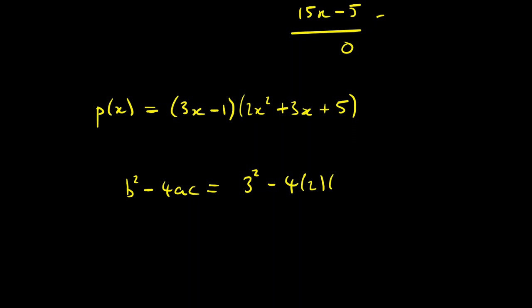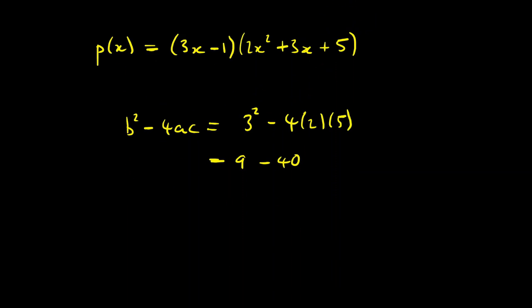And our c is 5. So if I was to multiply all this, I got 9 minus 4 times 5 is 20, times 2 is minus 40. And actually, we don't really care what that value is. It's negative 31. But the key thing is this is negative, right? That is a negative number.